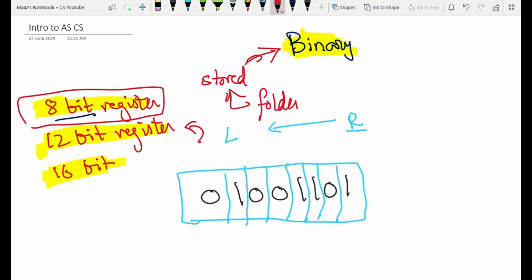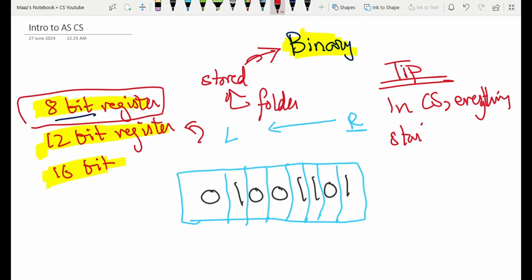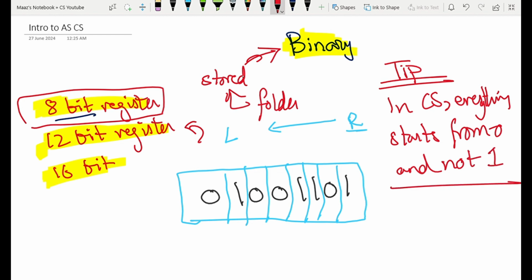Now, one very important tip: in CS everything starts from 0 and not 1. This is super important because many students, including myself, sometimes make the mistake of starting from 1. Well, it's not from 1. This is a big mistake many students sometimes make, and this starts from 0.